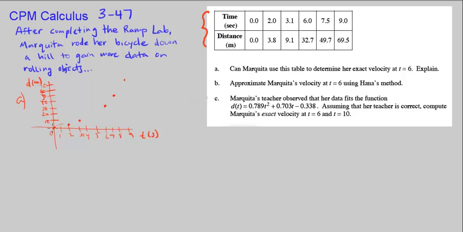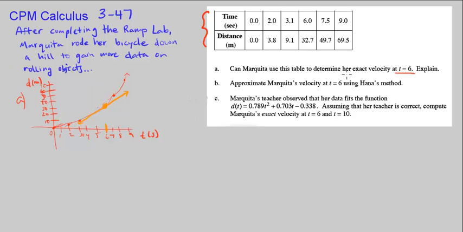So her data follows something like this curve that I'm trying to sketch. That's her distance versus time. So can she use this table to determine her velocity at t equals 6? Where is t equal to 6? Right here. Can we get the exact velocity? Well, since this is distance and this is time, the velocity is just the slope. Can we get this exact slope at t equals 6?